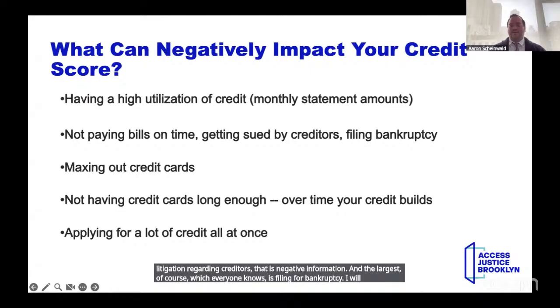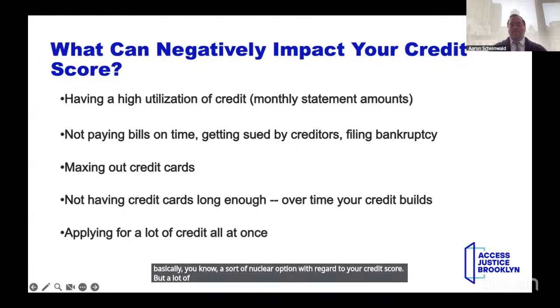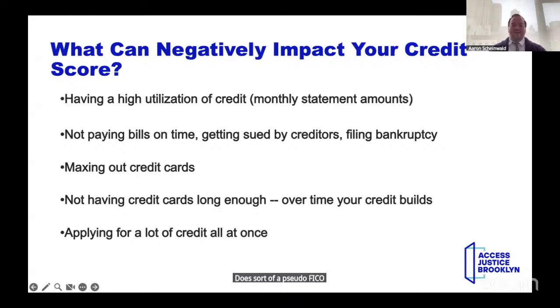I will say, again, we are often talking with a lot of people who have arrears of some kind already. And so lots of people think of bankruptcy as basically a nuclear option with regard to your credit score. But a lot of the times, if people pull their credit reports and see the amount of negative information that they may have, that a lot of people have, unfortunately, because of the times that we're living in now, and they get their credit score or even an estimated credit score from one of the agencies that does a pseudo FICO score, it's already going to be, unfortunately, a little bit lower than what they would want.